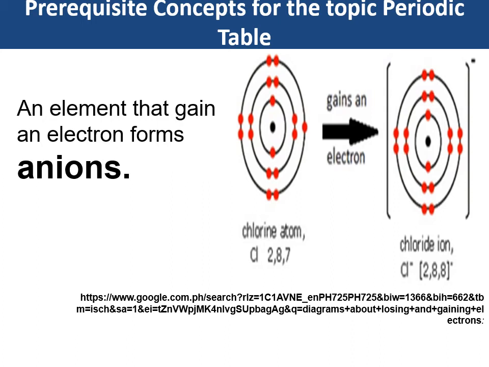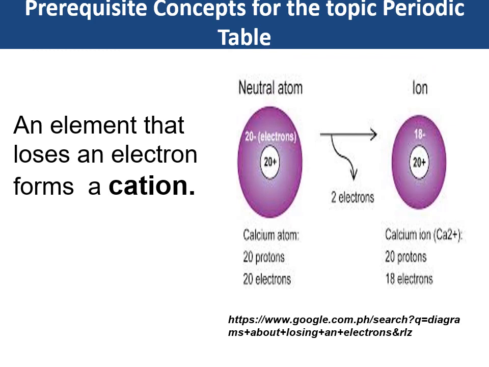Okay, dito pinakikita din, an element that gains an electron forms an ion. So, ayun. Kung mapapansin ninyo dito, yung chloride ion gains an electron. So, eto. Okay. Yan ang tinatawag natin anions. Next one. An element that loses an electron forms a cation. Okay.